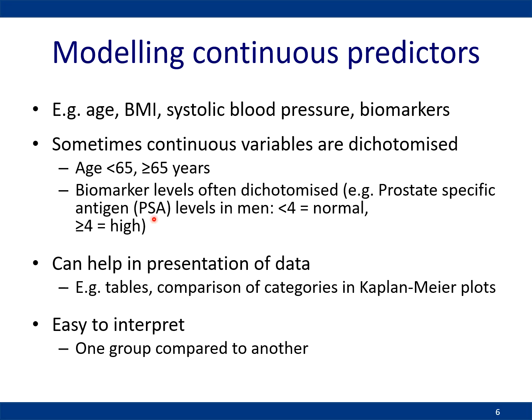Other examples include biomarkers, where they might be classified as normal or abnormal, an example of which is PSA, prostate-specific antigen levels in men, where values less than 4 indicate normal values, and values greater than or equal to 4 indicate an elevated value. People sometimes do this because it's easier for presentation. For example, in tables, things can be summarized by the different groups. It also has a need when comparing survival curves, for example in Kaplan-Meier plots, where there is a need to categorize data in order to plot it. And it can also be easy to interpret because there's a comparison between one group and another.